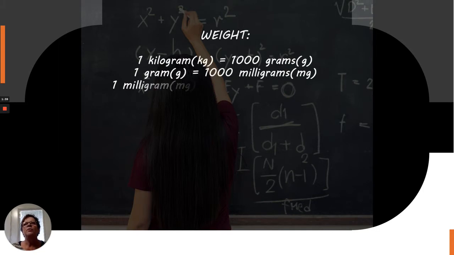For weight, 1 kilogram equals 1,000 grams. 1 gram equals 1,000 milligrams. 1 milligram equals 1,000 micrograms.